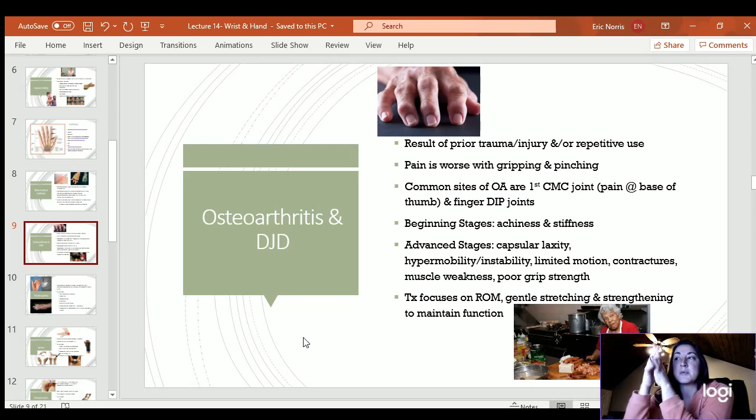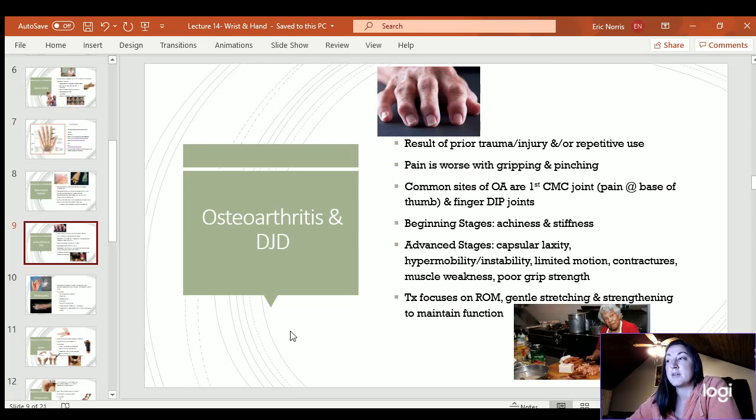It starts out typically with achiness and stiffness. Eventually, they might become hypermobile or unstable, instability there because of capsular laxity. The motion generally, even though there's instability there, will be limited. Can lead to contractures, weakness, and poor grip strength.